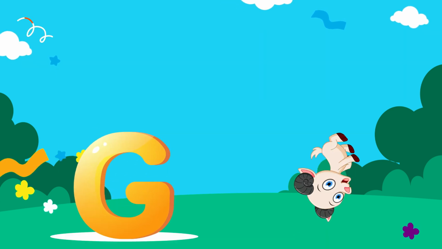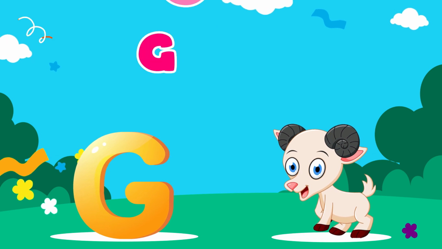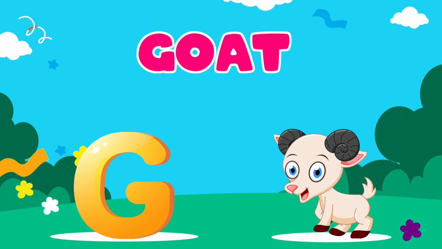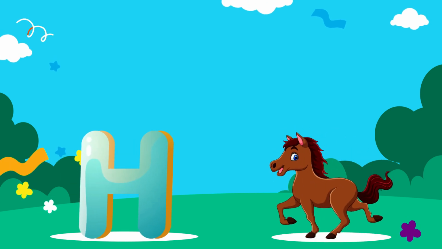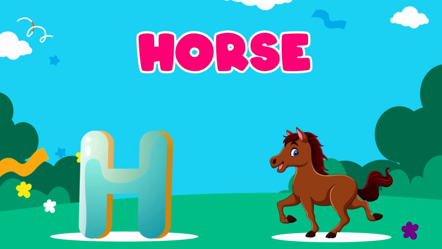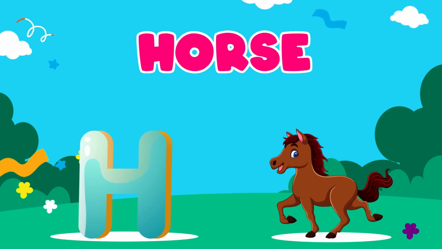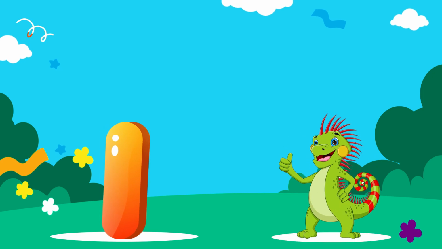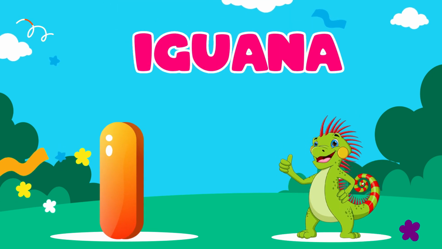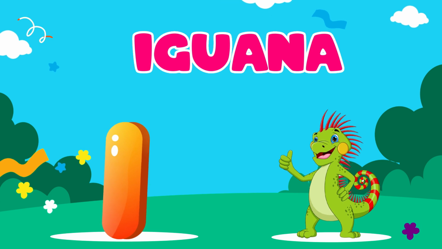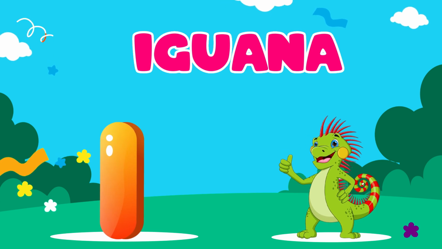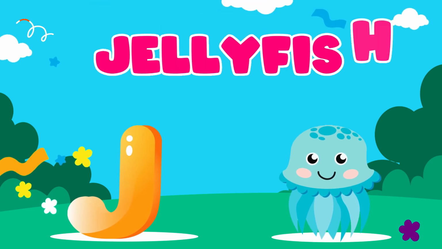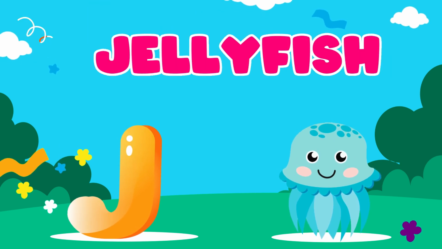G is for goat. H is for horse. I is for iguana. J is for jellyfish.